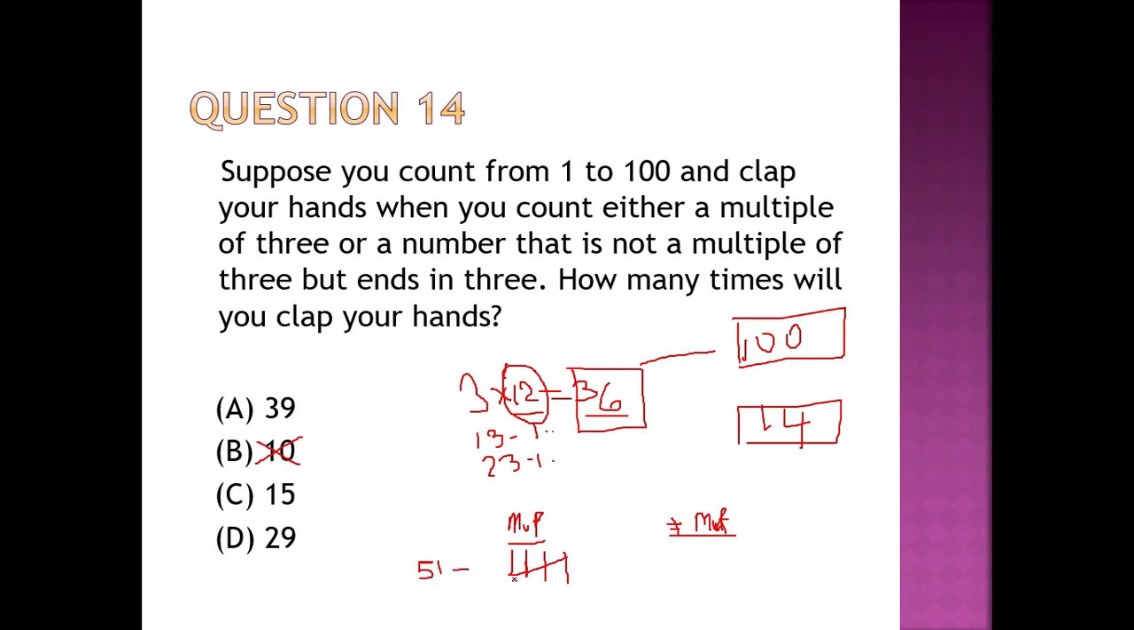we have 5 multiples of 3. The only number that ends with 3 between 36 and 51 is 43, right? And 43 is not a multiple of 3. So we have one number that is not a multiple of 3, at which point we would also have to clap our hands. So we have 6 more to our 14 plus 6. So we reach 20 now, right?